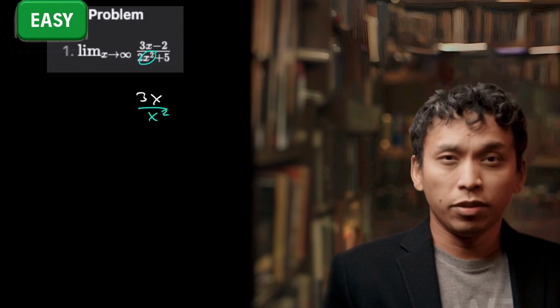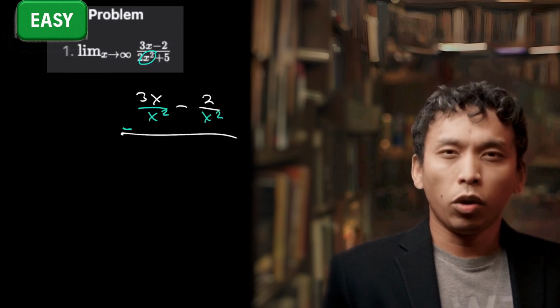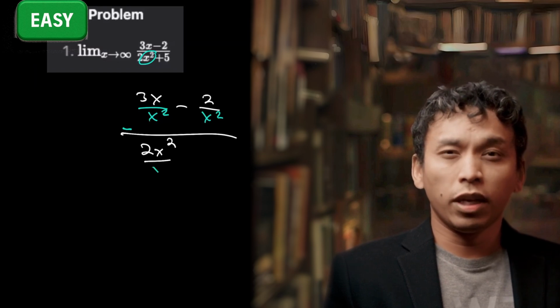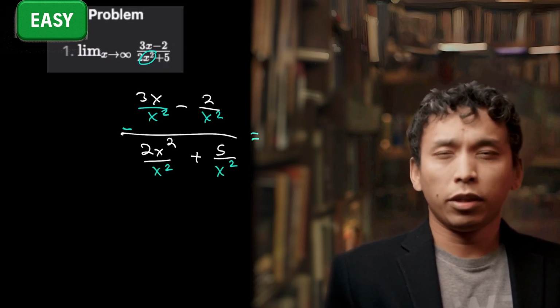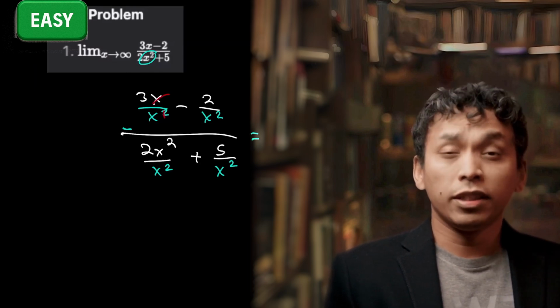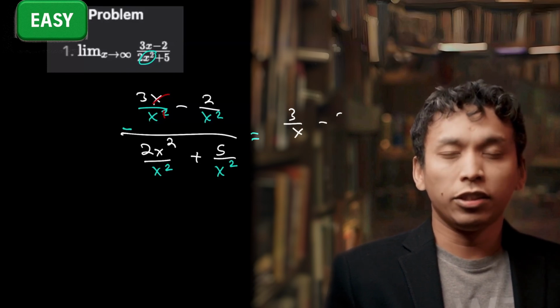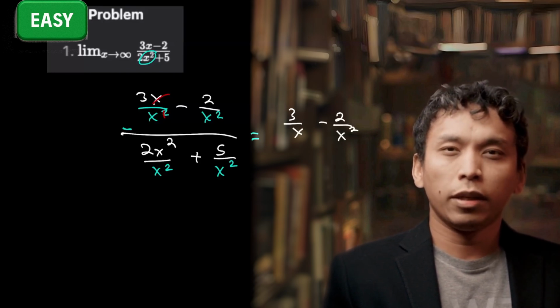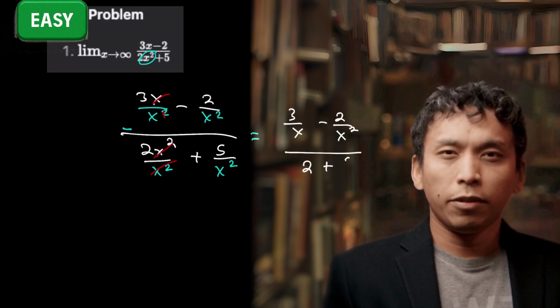So it's going to be 3x divided by x squared minus 2 divided by x squared, all over 2x squared divided by x squared plus 5 divided by x squared. We reduce everything as we can. So the top then, the x reduces. So the first term, you just have 3 over x. The next term stays 2 over x squared. And then on the bottom term, x squared divided by x squared just gives you 2 plus 5 over x squared.